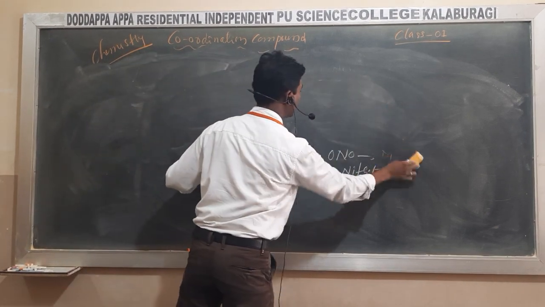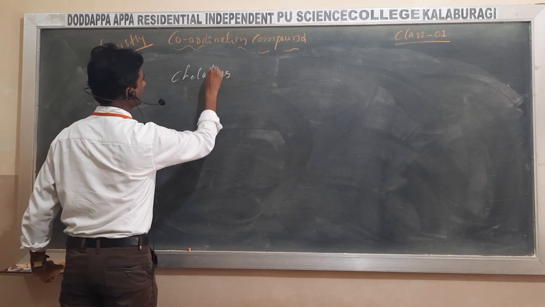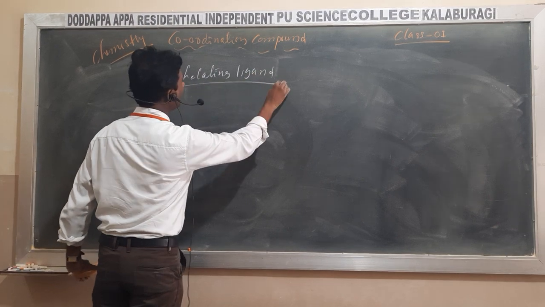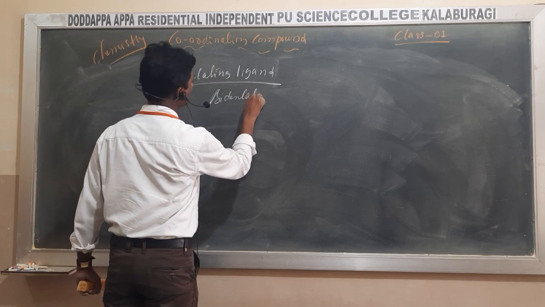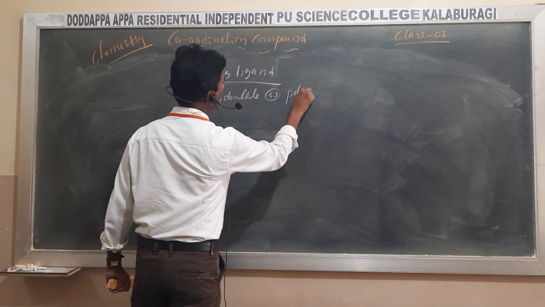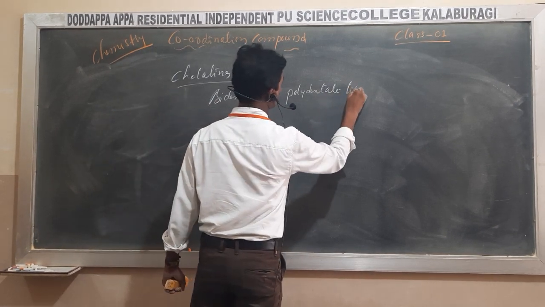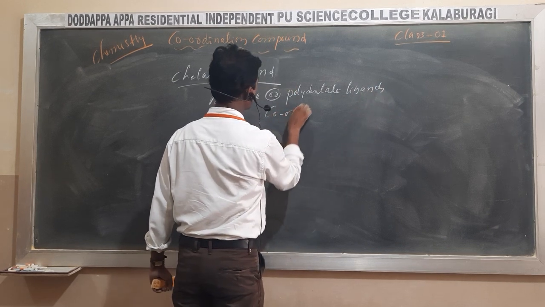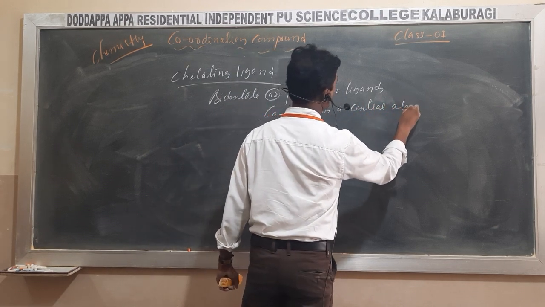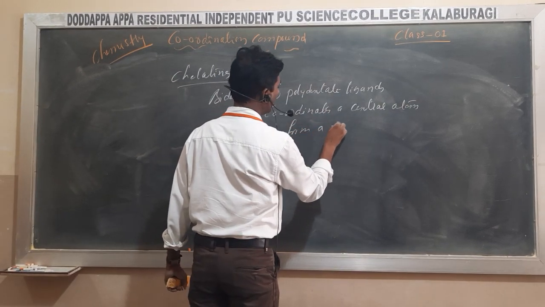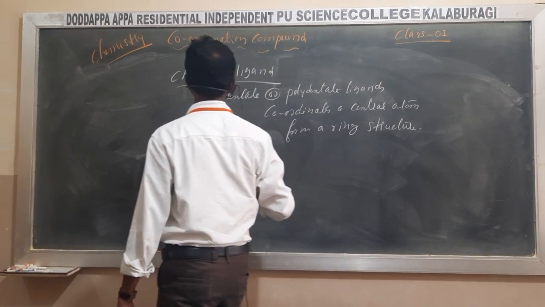The last one is the chelating ligand. What is this chelating ligand? Chelate means ring formation. The chelating ligands are bidentate or polydentate ligands. Polydentate means more than two donors. These ligands coordinate to a central atom, or bond with the central atom, and form a ring-like structure. So it is called a chelating ligand.